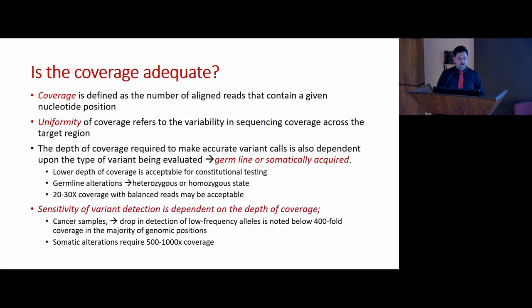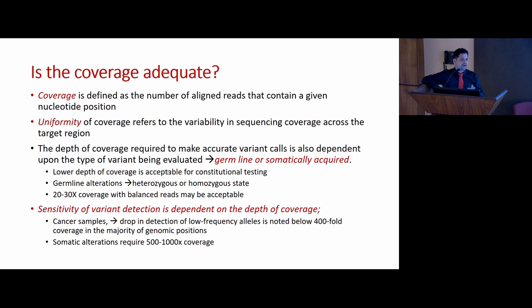How much coverage? This is everybody's favorite question. Basically they want to know how to save money. This is very expensive. So for germline or Mendelian disorder testing, minimum 30x, ideally minimum 50x. Okay, sequencing is becoming cheaper. For somatic, ideally 1000x, but you should not go below 500x.